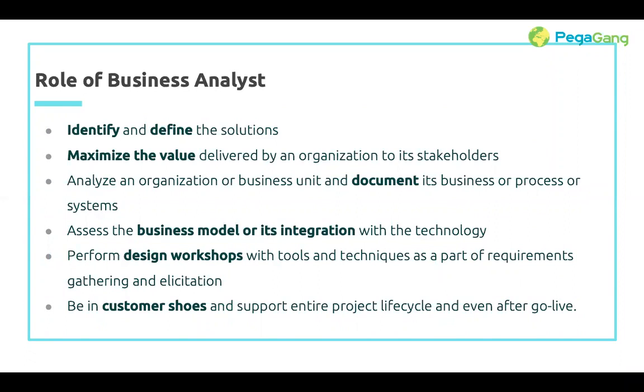The first thing is wherever you see the bold letters, right? I just want you to memorize these things because the visual representation is always going to help you have a pitch whenever you discuss with stakeholders or promote yourself as a business analyst or a business architect. So first line, the identifying and defining part. Second line, I think I already gave you an example: maximize the value delivered by an organization. Let's say in the previous example, introducing that Pega chatbot is going to maximize the business value and generate revenue for your own business, okay? And also save money for others as well.